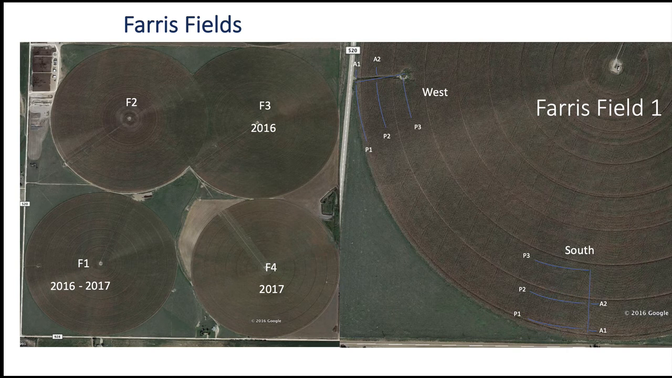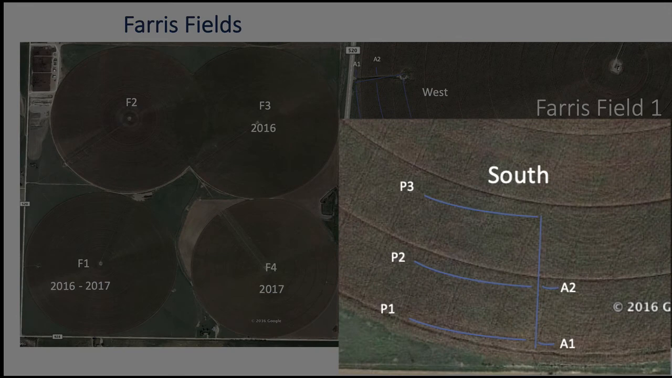The picture on the right shows how we set up our plots so that we could determine whether predatory mites were controlling the mites in comparison to when we did not have any predatory mites in certain plots. The P1 represents where we made releases of the predatory mites. P2, we made releases of the predatory mites a little further into the field. P3, we did not make any releases of the predatory mites, but it gave me an indication of whether or not the predatory mites were moving throughout the field.